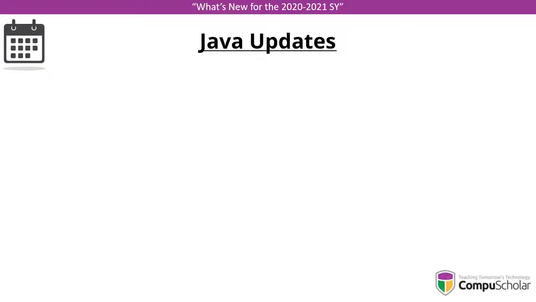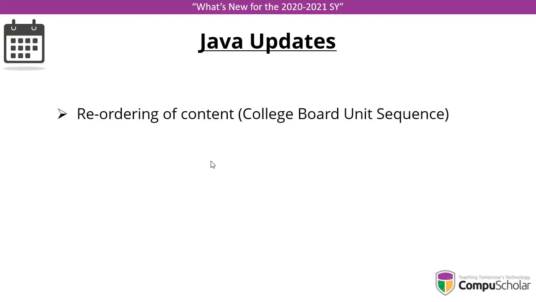So the next thing that we want to talk about are some updates to our Java programming course. There are a couple of big picture things that we're doing to this course. First is we're taking an opportunity to reorder some of the content.